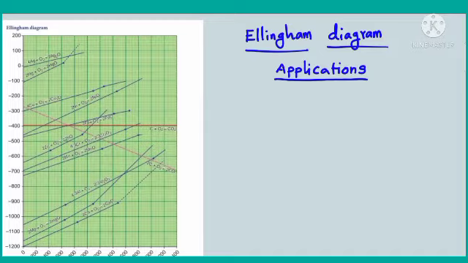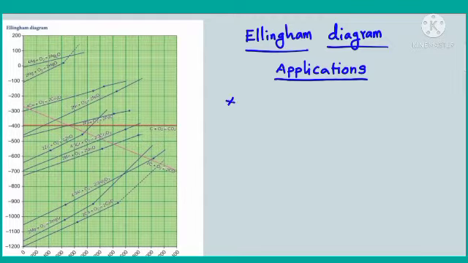So good morning. In this video, I'm going to discuss the applications of the Ellingham diagram. The Ellingham diagram helps us to select a suitable reducing agent as well as the appropriate temperature range which is required for reduction of metal oxide into metal.